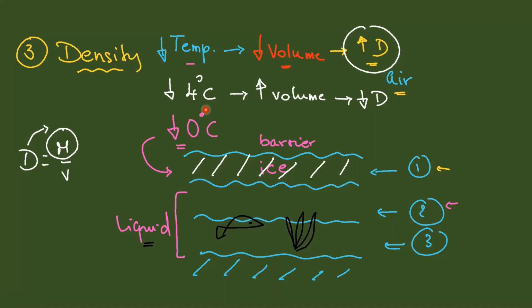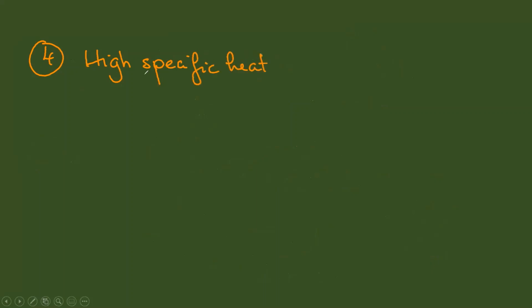Now let's go to another property of water, which was number 4, I think. Water, let me change the color so that in the recording it can be clear. Number 4. Here, water has a high specific heat. This statement means that water can absorb heat slowly and release heat slowly.